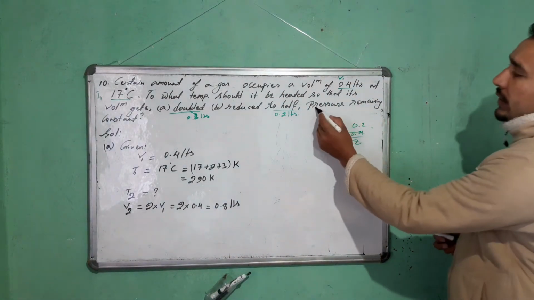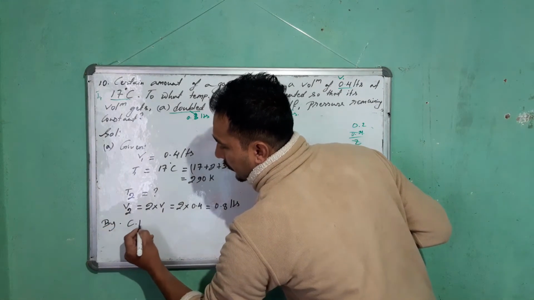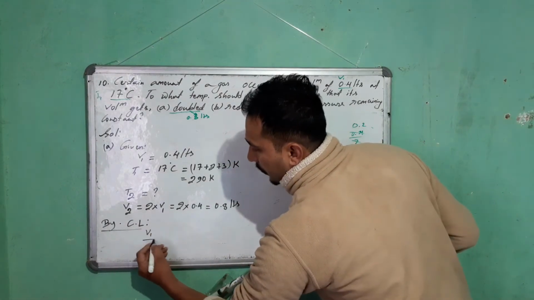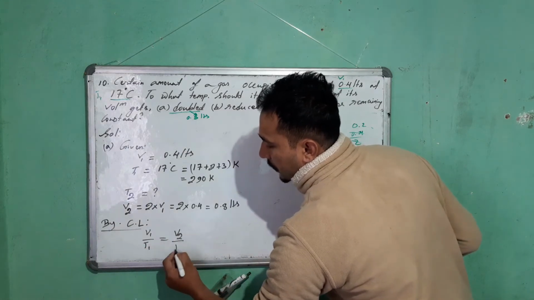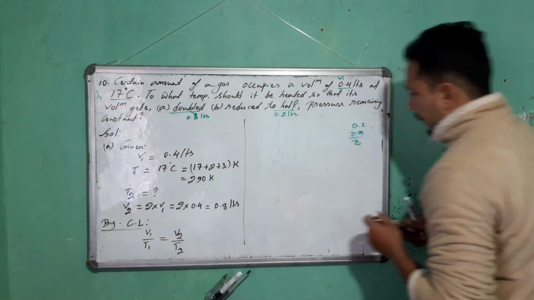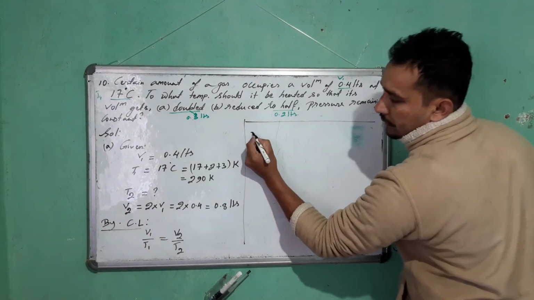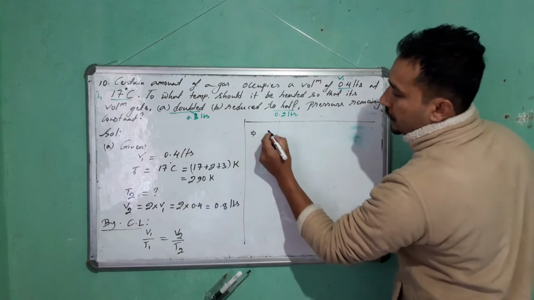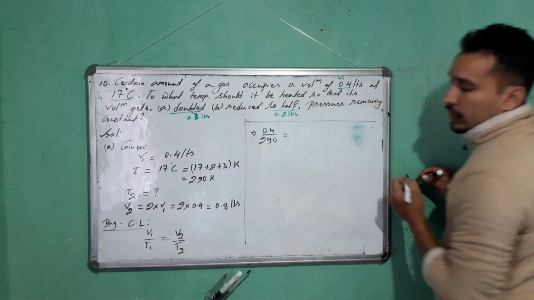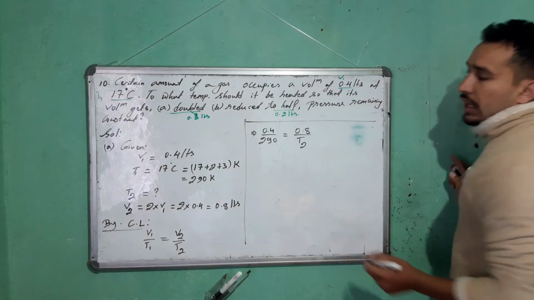Pressure remains constant. Pressure is kept constant means you have to use Charles law, CL stands for Charles law. We have V1 upon T1 is equal to V2 upon T2. Put the values in. It implies V1 is 0.4 divided by T1 is 290, equals V2, which is 0.8, divided by T2, which is the question mark. T2 we have to calculate.